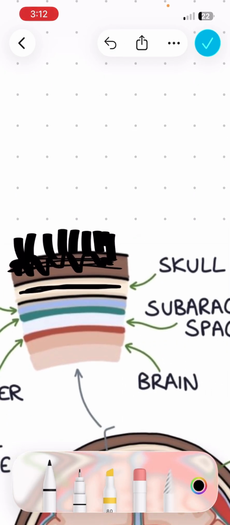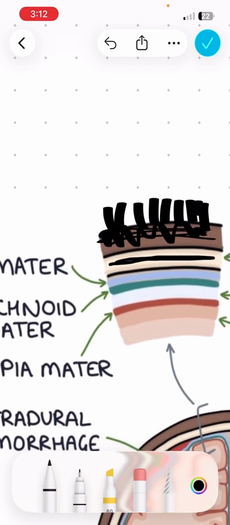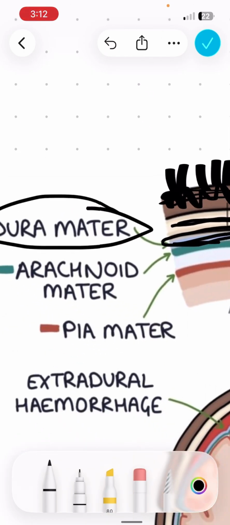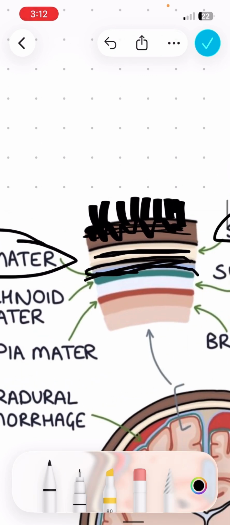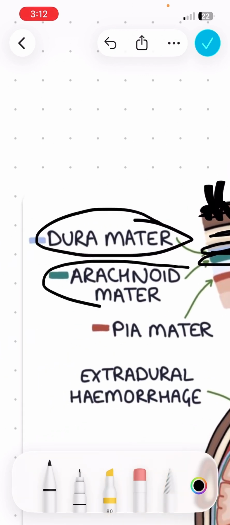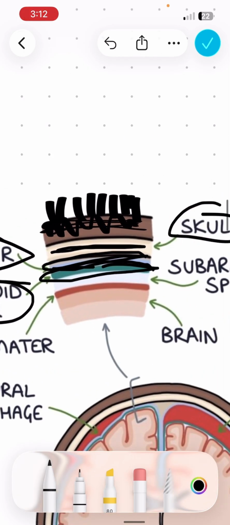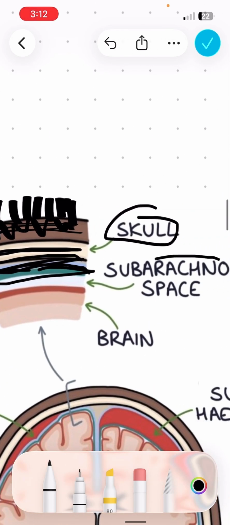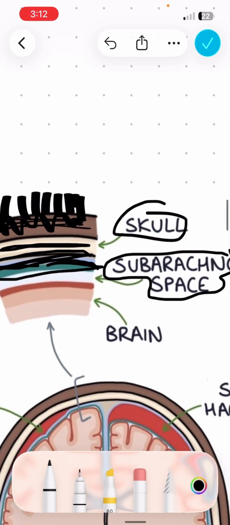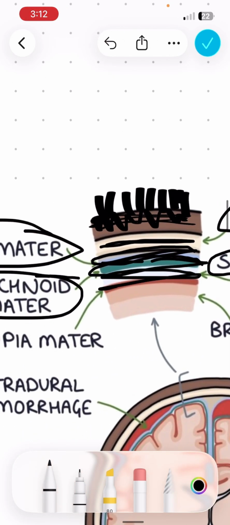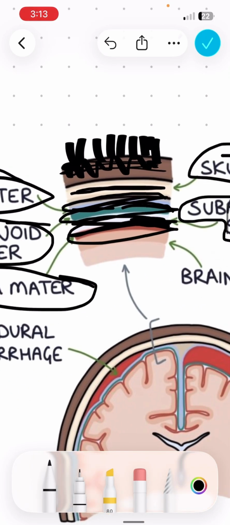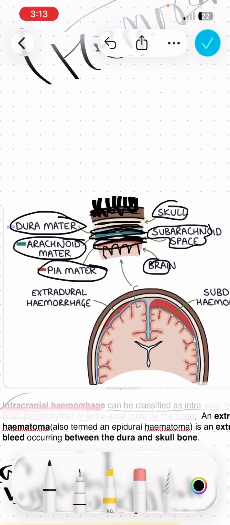In this blue layer is the dura mater, and then comes the arachnoid mater, that is the green layer. Then comes the subarachnoid space between the arachnoid mater and the pia mater. The white is this space. Then the red line comes, that is the pia mater, and following it there is the brain. Okay, I hope you got the picture of what I'm trying to make you understand.